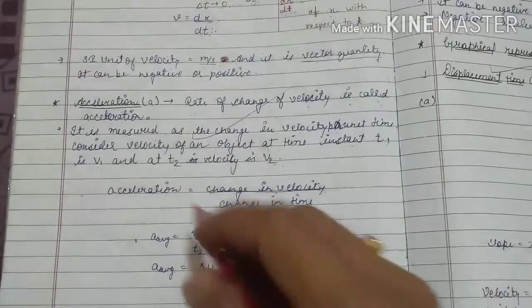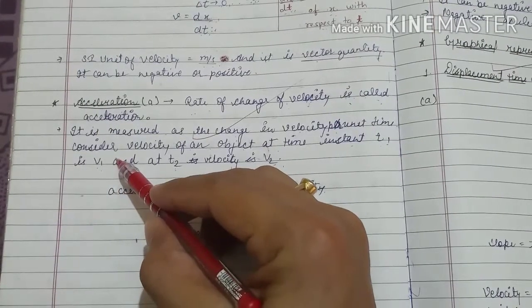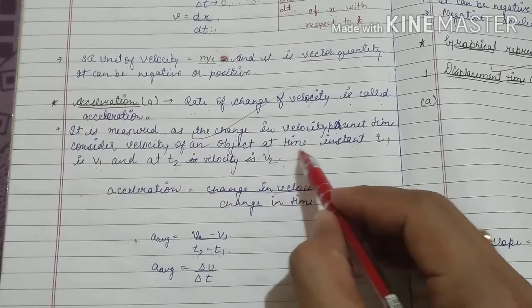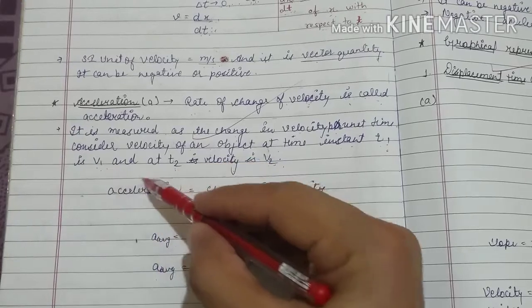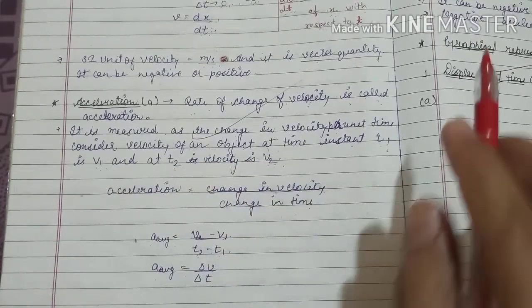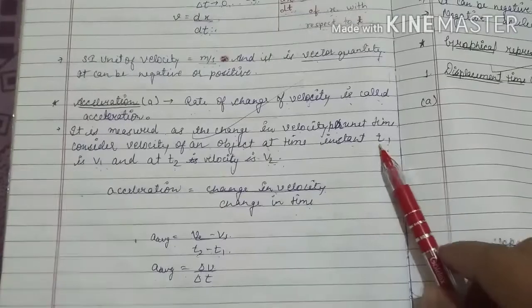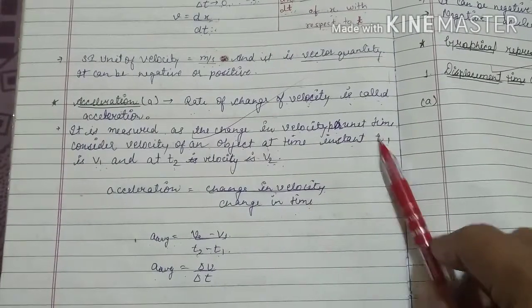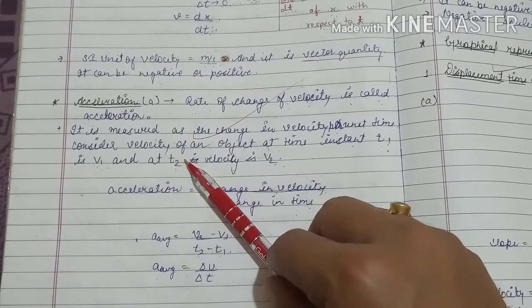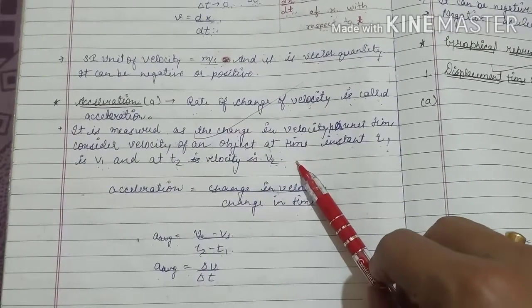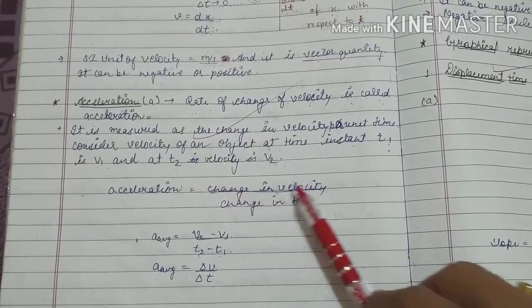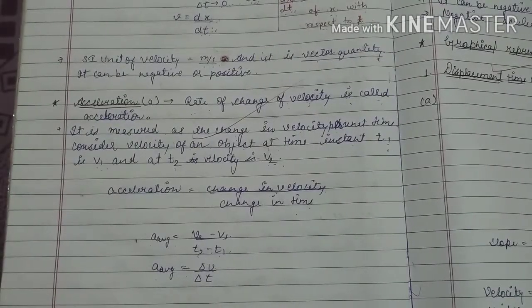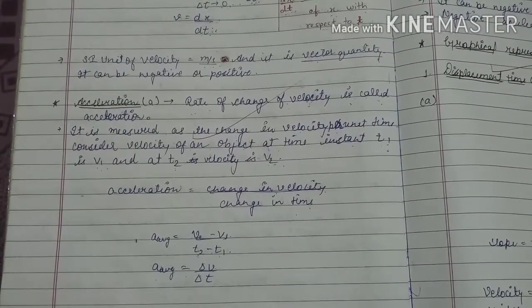Suppose we have the velocity of an object at a time instant t1 as v1, and at time instant t2 the velocity is v2. It means we have two different time instants. The initial time instant is t1 and we have velocity v1. At the final time instant t2 our velocity comes to be v2. Then acceleration is given by change in velocity divided by change in time.